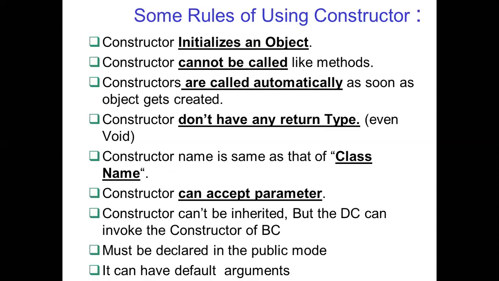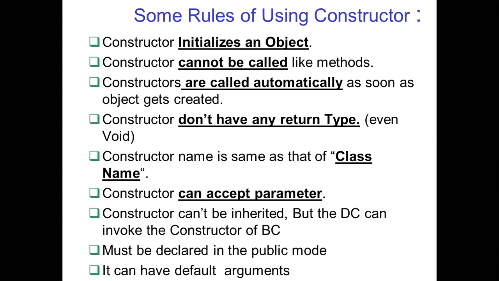Even with the rules, we have seen them in C++ constructors. In a similar way, in Java also we have the same rules. A constructor initializes an object. A constructor cannot be called like methods. In C++ also it is the same thing. A constructor is called automatically as soon as the object is created. A constructor does not have any return type.